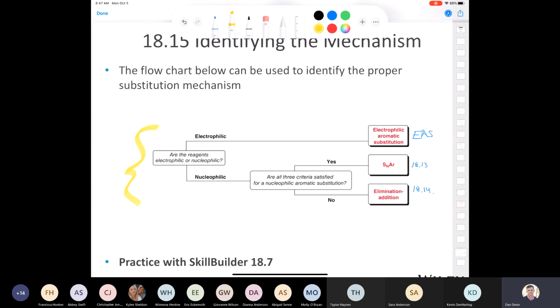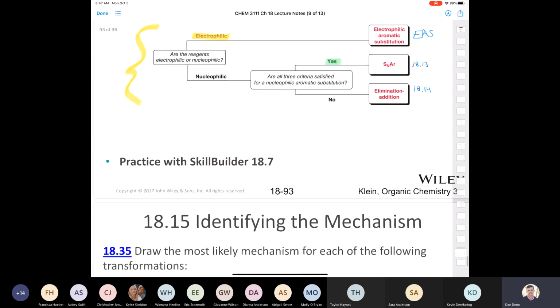If your reagent is an electrophile, then it's definitely going to be electrophilic aromatic substitution. If it's a nucleophile and you're set up for an SNAr reaction, then you're going to do an SNAr. And if it's not set up for an SNAr, then it's going to have to be an elimination addition reaction. Okay. Now, again, most of what we cover in this entire chapter is electrophilic aromatic substitution. That covers 90% of what we do in this chapter. Okay. Let's look at one more question in here that deals with benzyne.